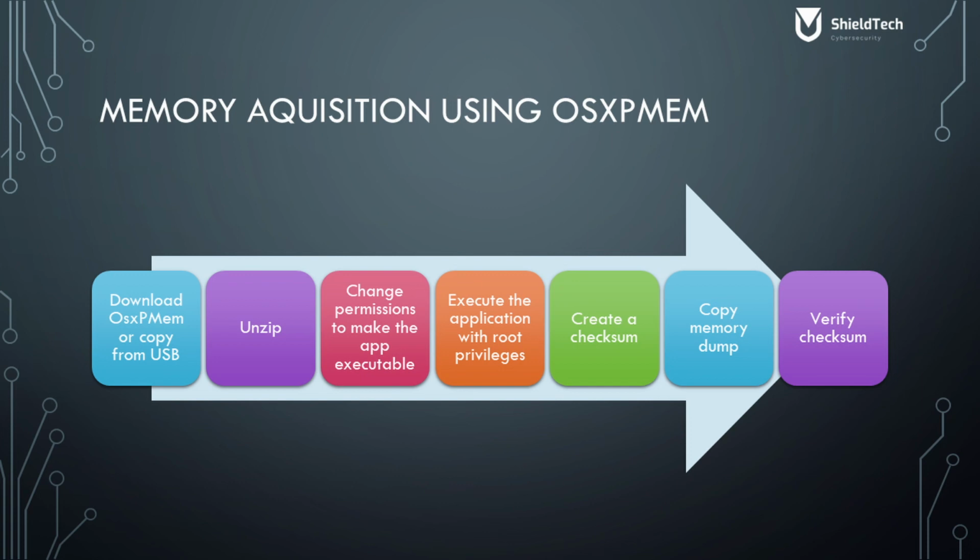Once the tool is downloaded or copied using a USB stick, it needs to be unzipped on the targeting machine. In order to execute it, you need to change permissions to it, making the binary file executable. Once permissions have been changed, the tool needs to be executed using root privileges. Once the memory acquisition process is completed, a checksum of the output file must be generated. The file can then be copied to a secured storage location, and the checksum needs to be regenerated to verify its integrity. We will not be demoing this in this lesson. However, a guide is created in the PDF containing the written documentation for this lesson.